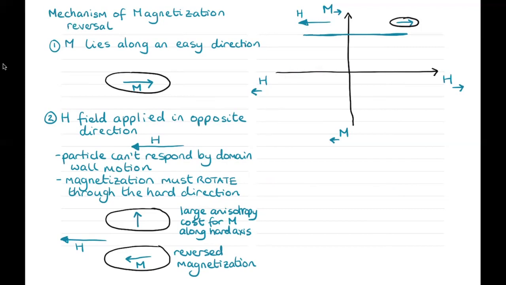And only when we reach a very large field pointing to the left will the magnetization switch, and it'll switch very quickly at this coercive field because it really doesn't like to have its magnetization oriented in the hard direction. So it'll switch very quickly to the opposite orientation, which is the magnetization again in the easy direction. So there's very little range of magnetic field at which it'll be in between these two opposite orientations.